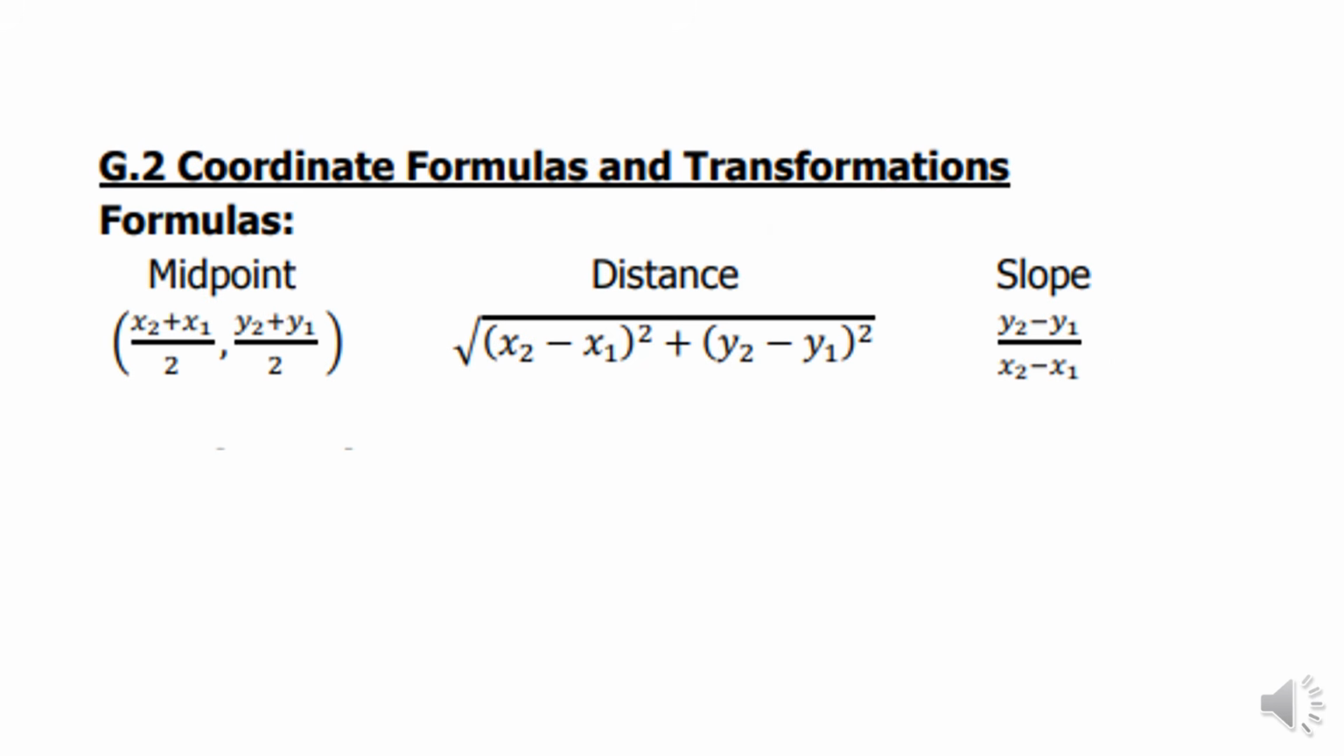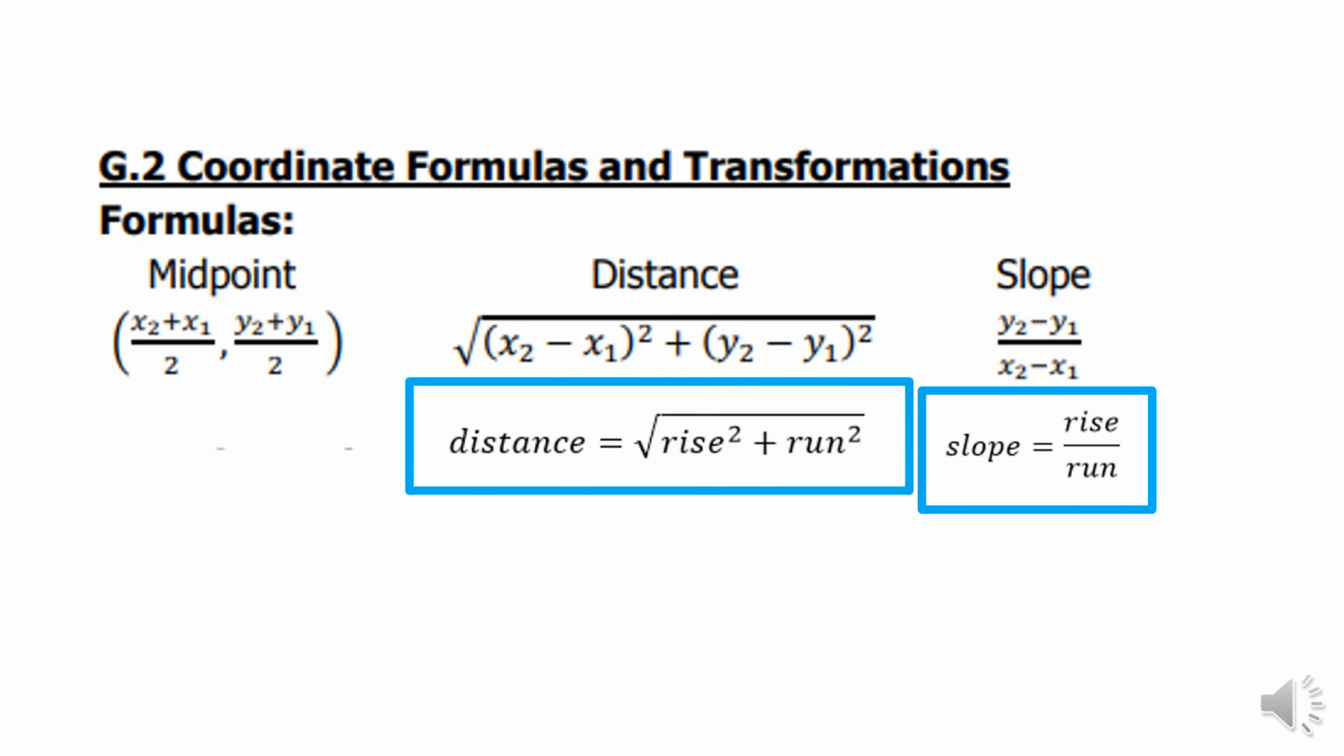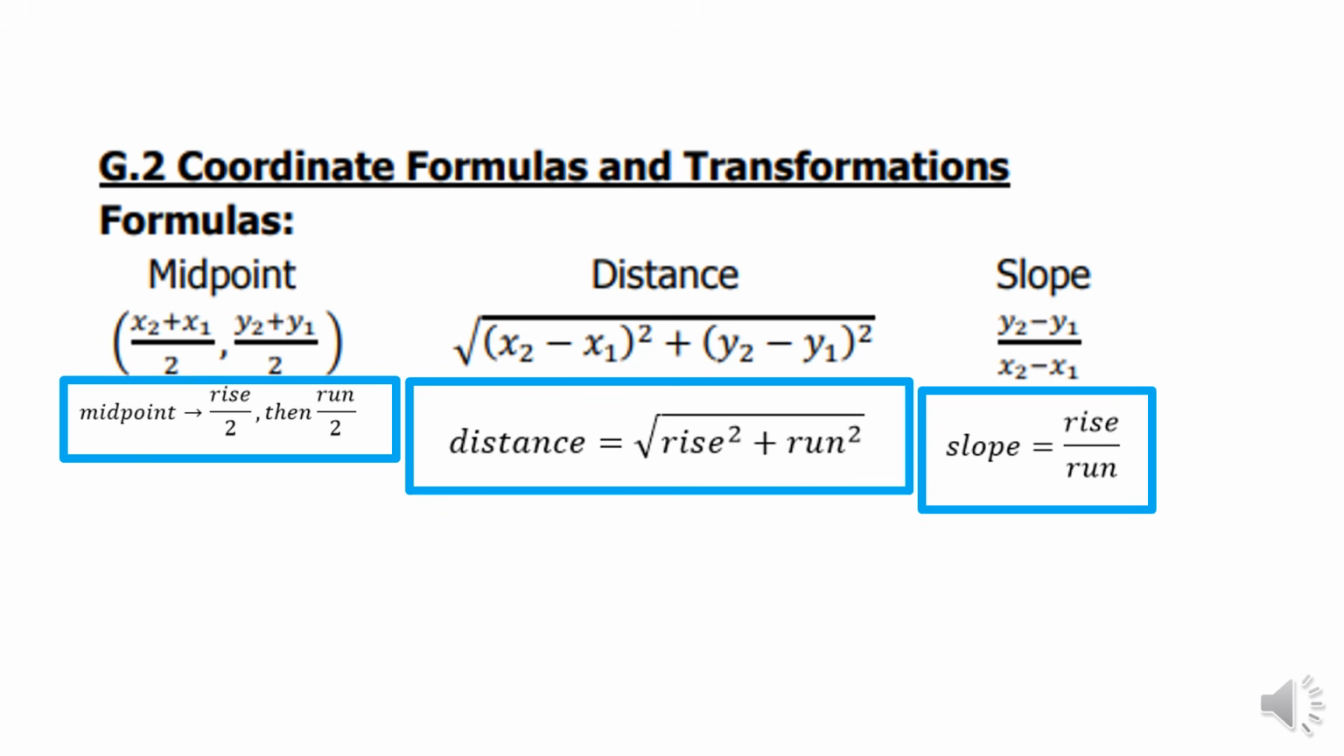Formulas and transformations. So the formulas that you need to know: slope, distance, and midpoint. You can remember the actual formulas, or slope is rise over run. Distance is the square root of rise squared plus run squared. And the midpoint, you do the rise divided by 2 and the run divided by 2 and use that to find your midpoint.